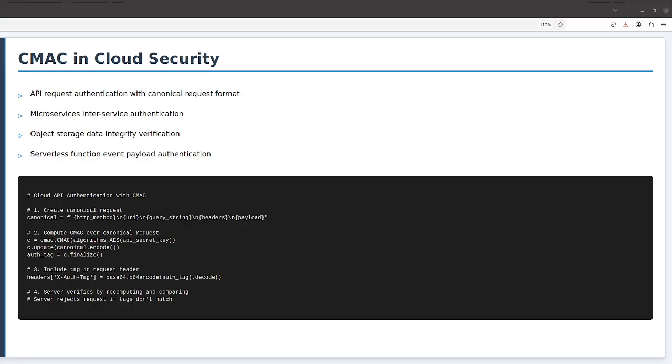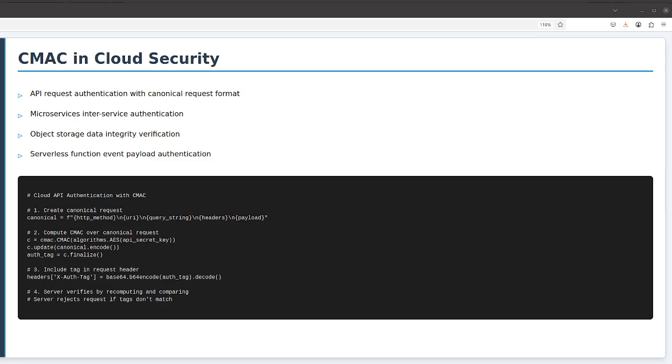hardware acceleration benefits. Inter-service authentication in microservices architectures is another use case. When services communicate within a VPC, TLS might provide transport security, but additional authentication at the application layer adds defense in depth. Services can use CMAC to authenticate message payloads with shared keys managed through a secrets management service. This is particularly useful for asynchronous messaging through queues where the sender and receiver might not have a direct connection.